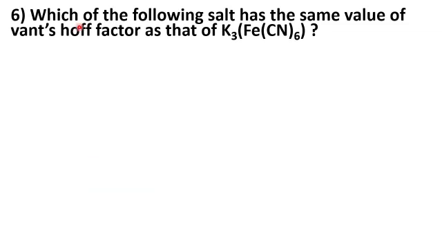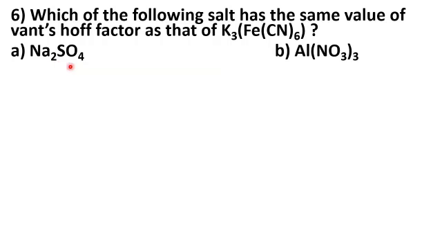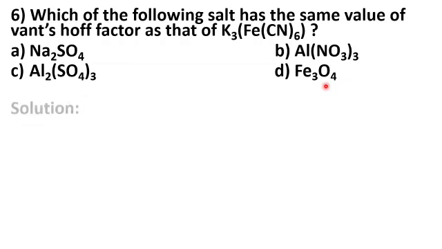Question number 6. Which of the following salt has the same value of Van 't Hoff factor as that of K3[Fe(CN)6]? Option A, Na2SO4. Option B, Al(NO3)3. Option C, Al2(SO4)3. Option D, Fe3O4.